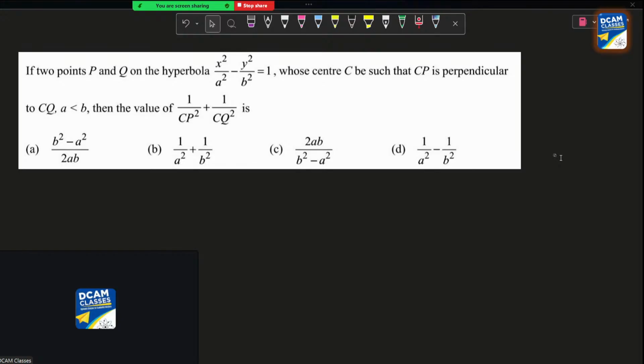Sir, here the vertices are 0, comma b and 0, comma minus b, right? Because b is greater than a. Why? B is greater than A. Okay.